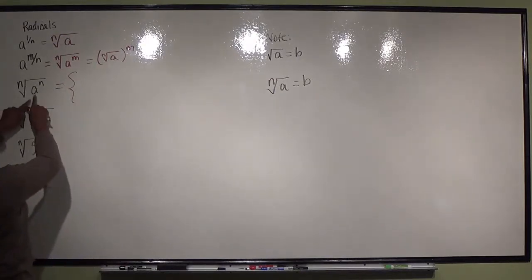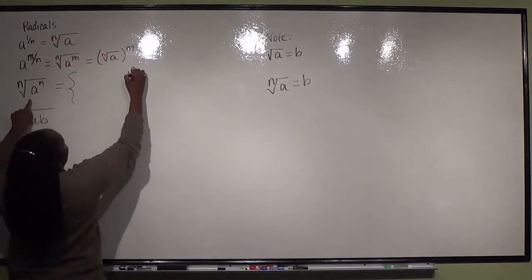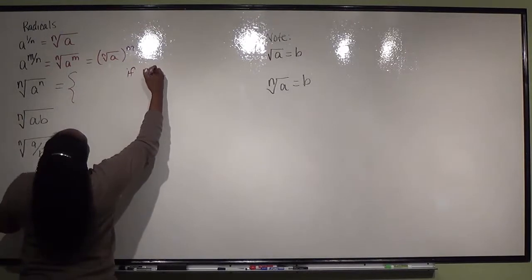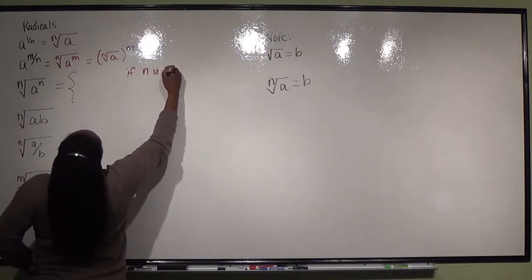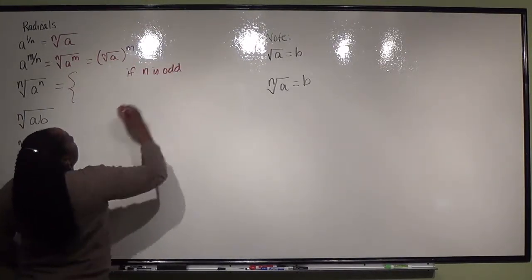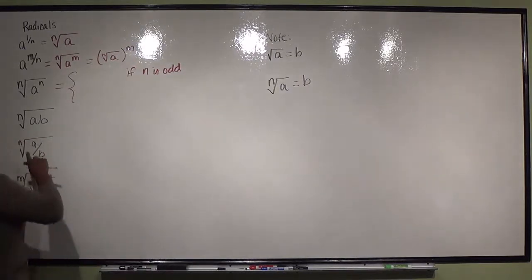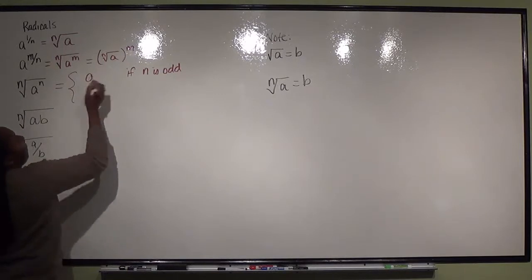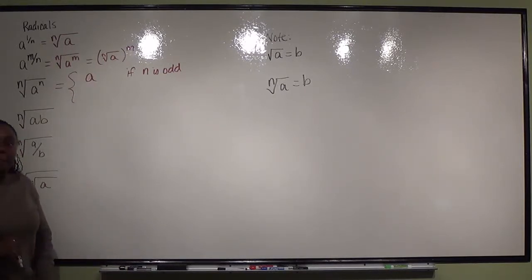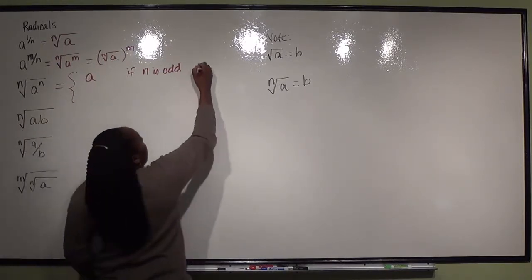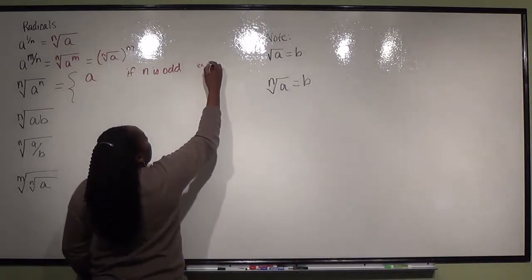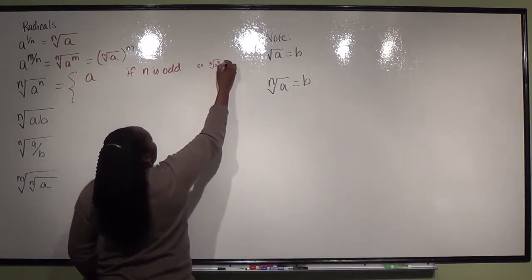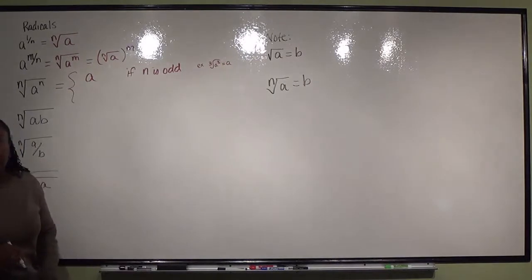Let's actually start with the odd. If n is odd, so if I'm looking at the cube root of, say, a cubed, then this is just going to be a. So again, my example there, the cube root of a to the third is just going to be a.